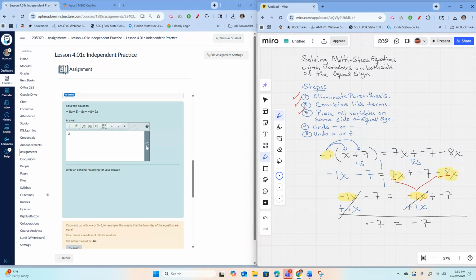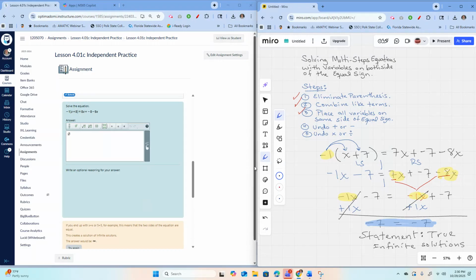Okay, so when you get an answer where there are no variables left, we call all of this, let me shade it in blue, a statement. And statements are true or false. So is -7 equal to -7? The answer is true. When you get a true statement, we say that this equation has infinite solutions. Infinite solutions means you can plug in whatever number you want for the x. It will work in the equation.